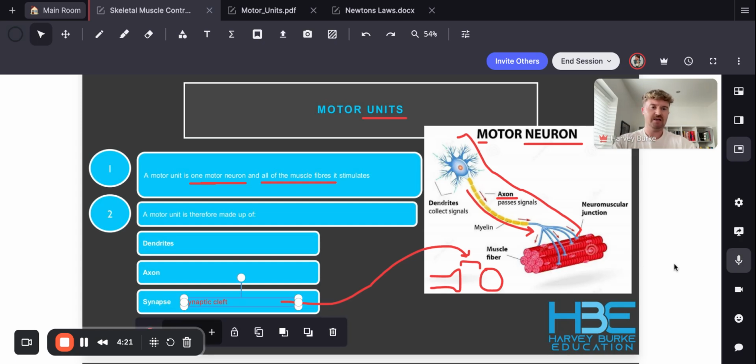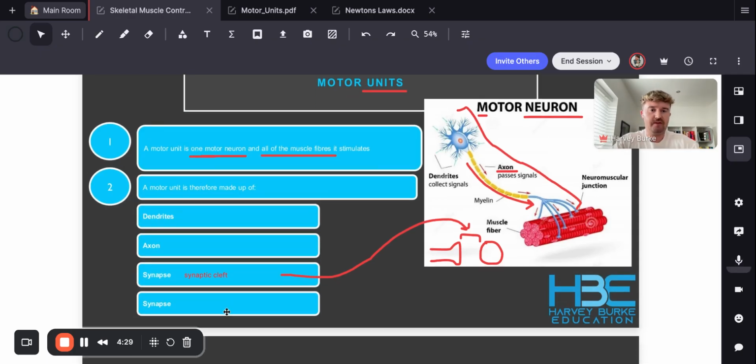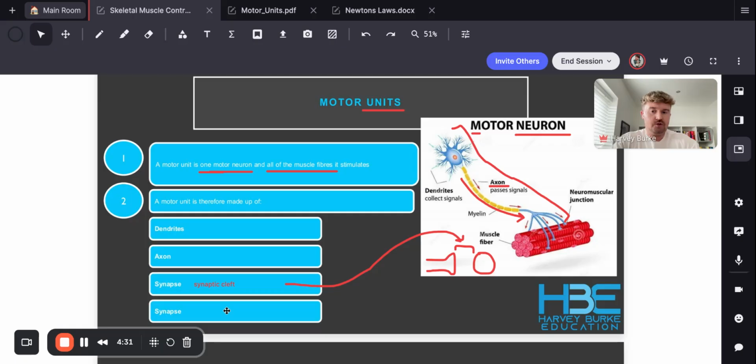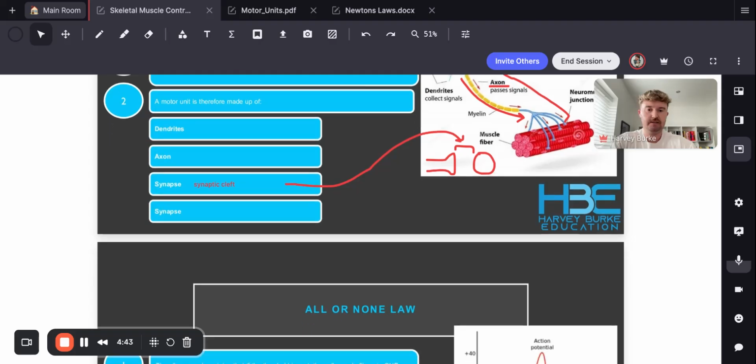It's just that nowadays, as the exams go on, the mark schemes are getting stricter and stricter, so it's probably best to write synaptic cleft. So those are the structures that are present in a motor unit. You've got this one motor neuron, and then you've got all the muscle fibers that one motor neuron stimulates.